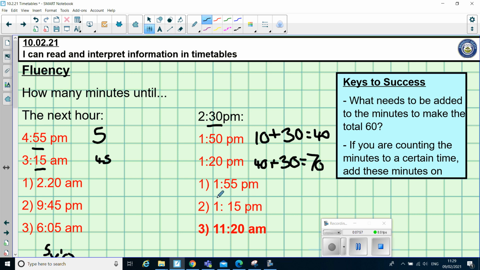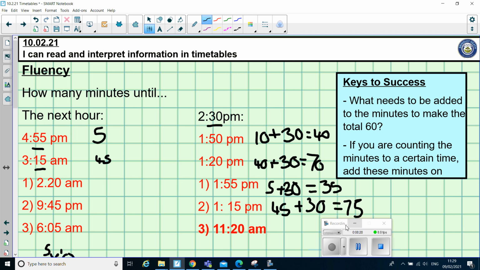Okay, hopefully you've had a chance to have a go at these then. For number 1, first of all, how many minutes until 2 p.m.? Well, it's 5 plus my 30 means it's 35 minutes until 2:30. 1:15 p.m., it's going to be 45 minutes to make it up to the next hour, plus the 30 minutes, which means it's 75 minutes until 2:30.